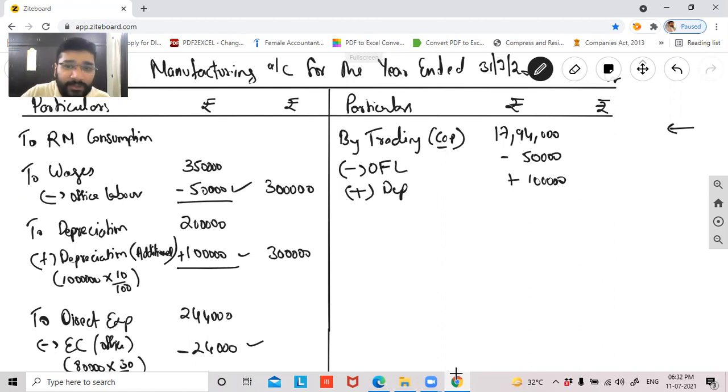Further, guys, direct expenses, you have subtracted, easy, because 24,000 rupees electricity charges is pertaining to office. So my cost of production should come down. So minus EC. When you calculated this trading account, that is 17,94,000, you took into consideration the entire 80,000 EC. But now you realize that out of 80, 24,000 pertains to office. So I need to minus it. So therefore, from cost of production also, it will automatically get minused.